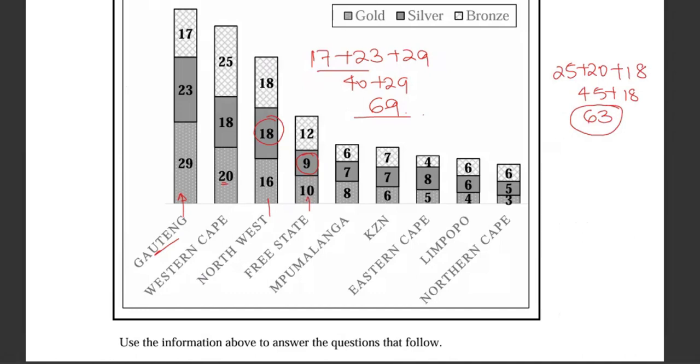So out of 63, how many are bronze? Bronze is this one on top. So as a percentage, it's going to be 25 over 63 times 100. So it becomes 39.68. And don't forget the percentage sign. Okay, we go to the next question.